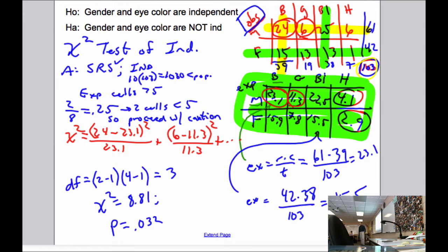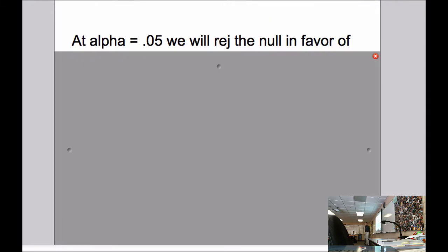So what would your conclusion be? At alpha 0.05, let's say. So what would we do? Fail to reject or reject the null? At alpha 0.05, we reject the null. In favor of what? Okay, be even more specific. In the context of the problem, there's a relationship between eye color and gender.